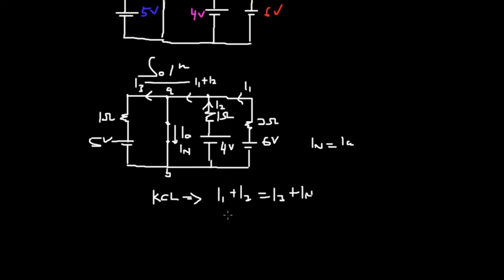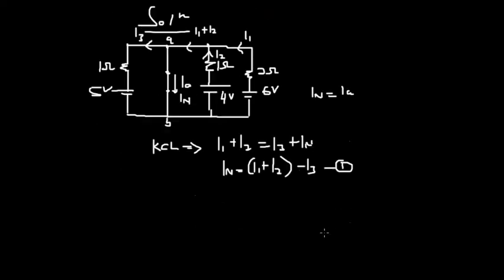Now let's proceed. Let's find IN. Let's make IN the subject. So you have IN is equal to I1 plus I2, all in brackets, and then we subtract I3. Keep this equation in mind. Now let's proceed.